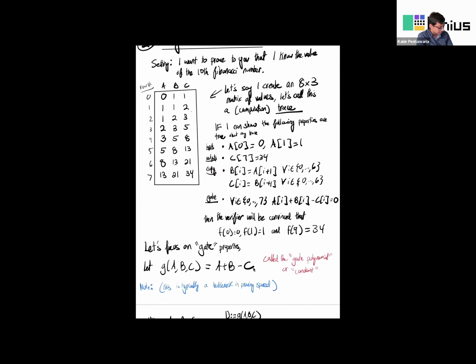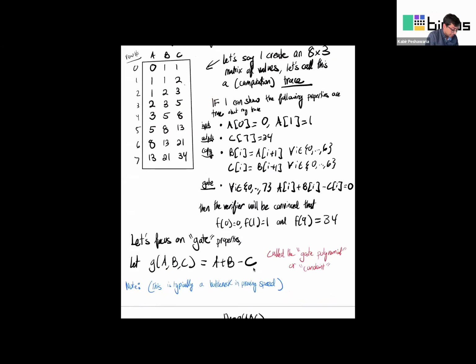Let's focus on these gate properties. Here we can define a polynomial that takes in 3 variables corresponding to the number of columns, and it's a plus b minus c. So if everything was kosher, then the gate constraint evaluated on any particular row should give me 0. The 2 plus 3 minus 5 should give me 0.